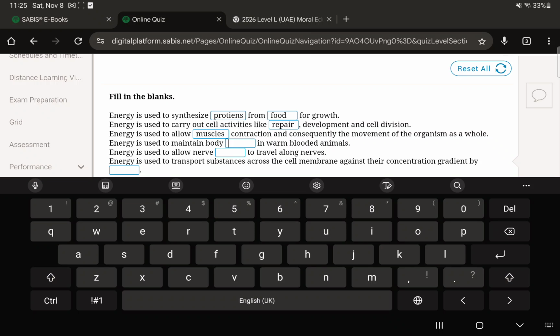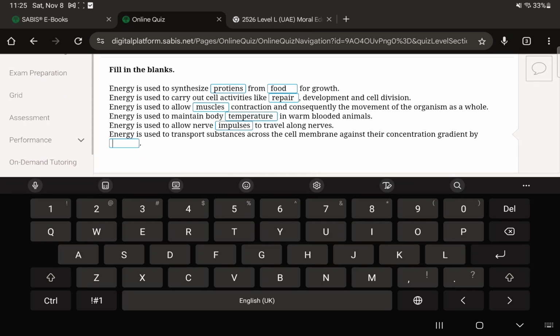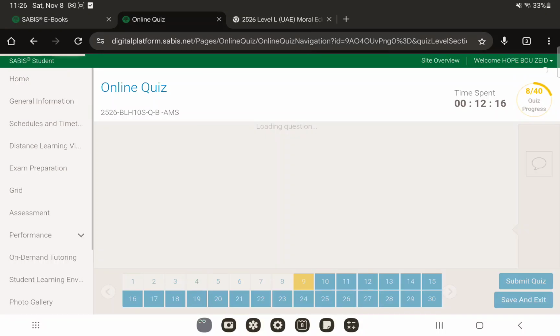Energy is used to maintain body blank in warm-blooded animals, temperature. Energy is used to allow nerve blank to travel along nerves, impulses. Energy is used to transport substances across the cell membrane against their concentration gradient by active transport. Active transport. Next question.